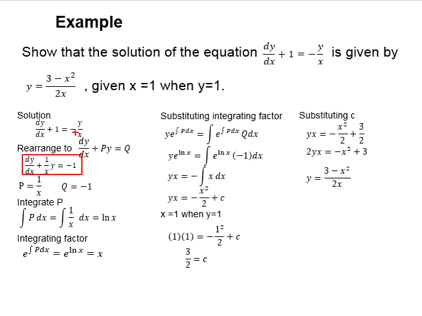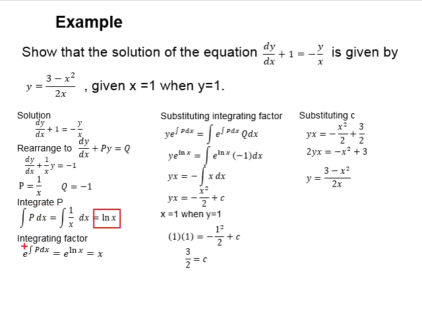Compare the structure here with this. You know that 1 per x is actually p and negative 1 will be the q. This gives you p and q. Now you have to integrate p here. Integrating p will give you ln x.